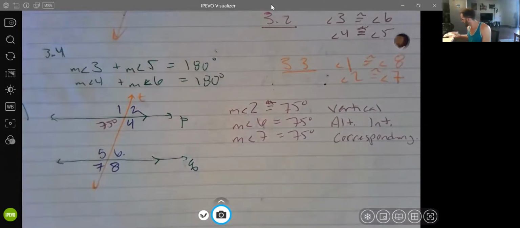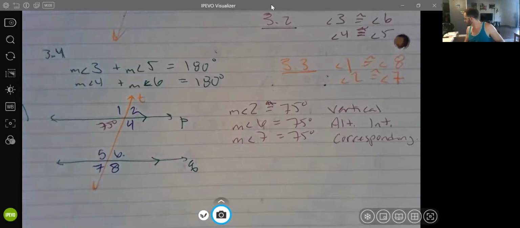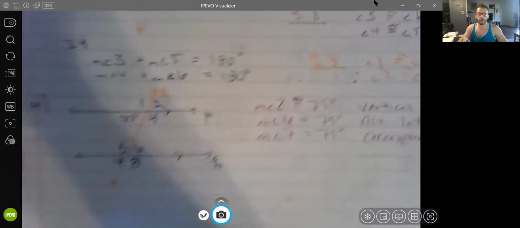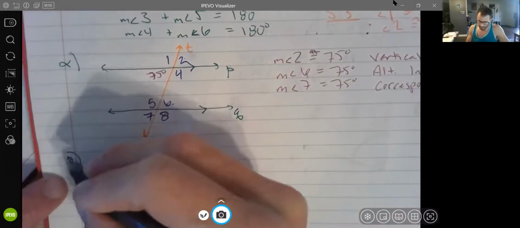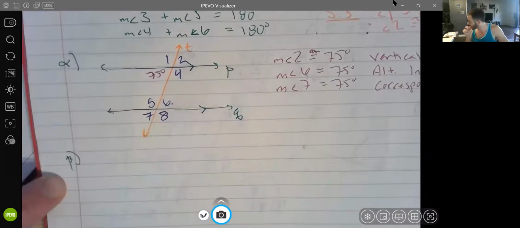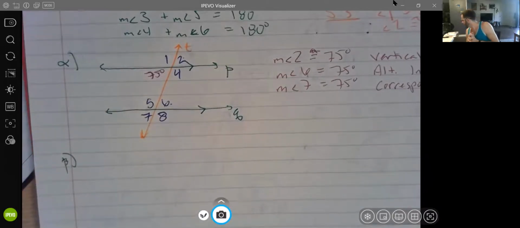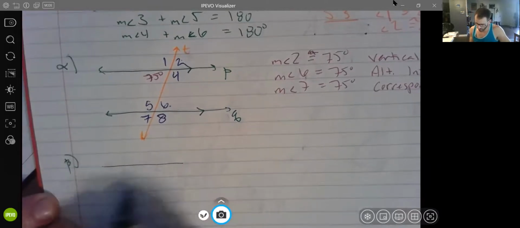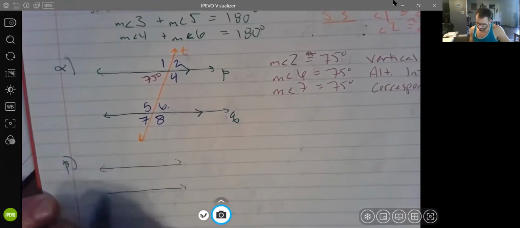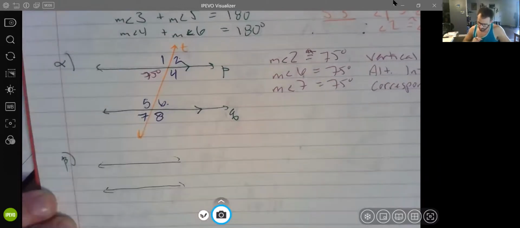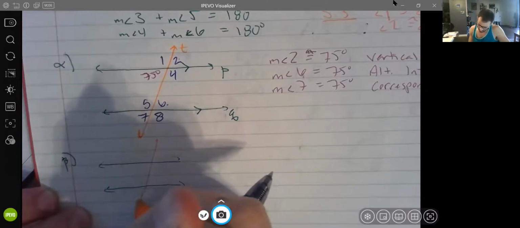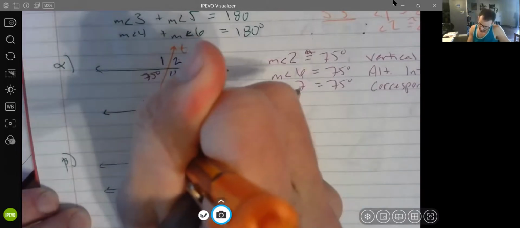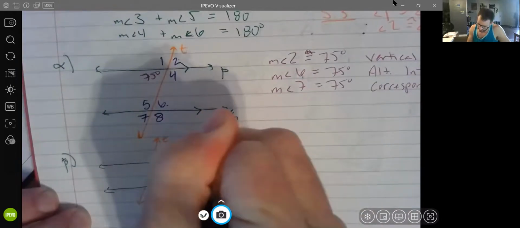Now, let's take a look at an example. Actually, you know what? I'll do another one of my own. So this is letter beta. It's a capital B with a line that's going a little farther down. What if I asked you to draw me two parallel lines and a transversal, transversal T. How do I know these lines are parallel?